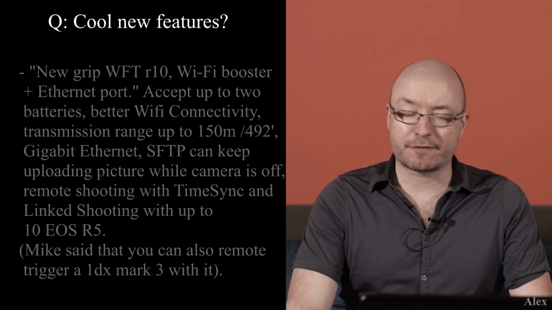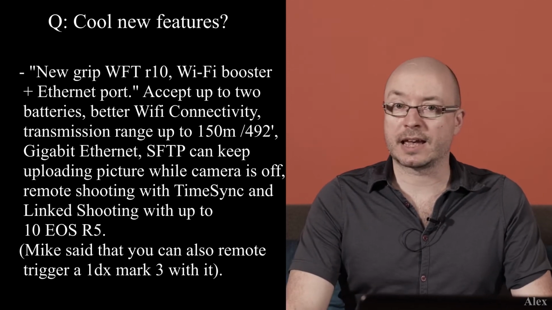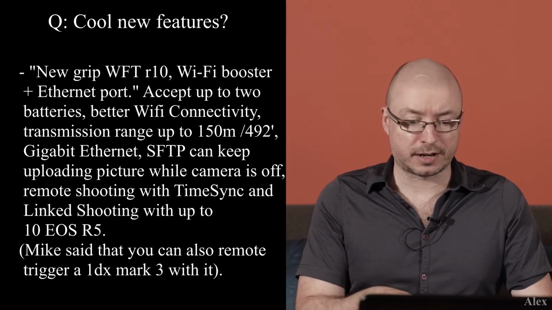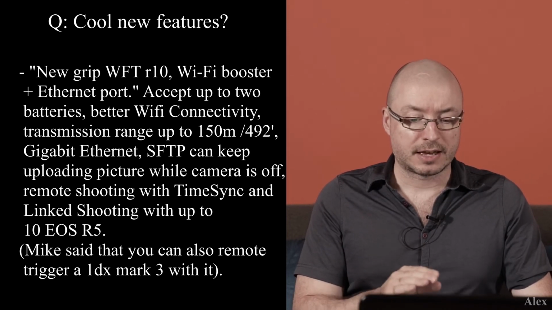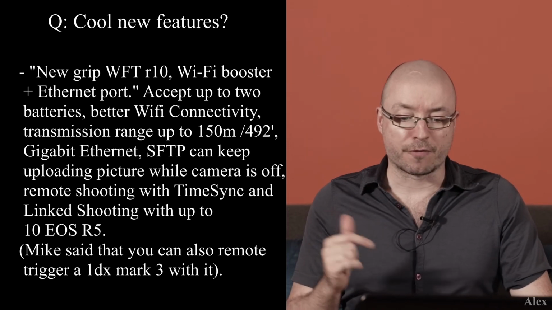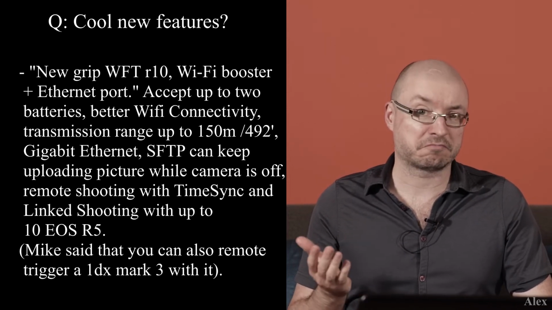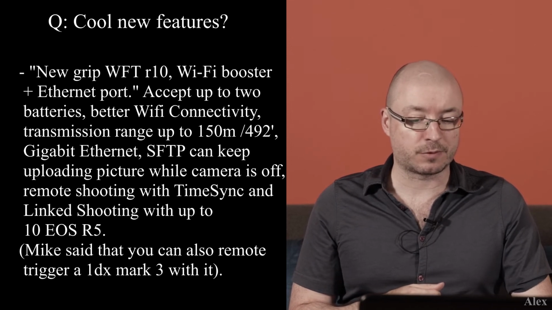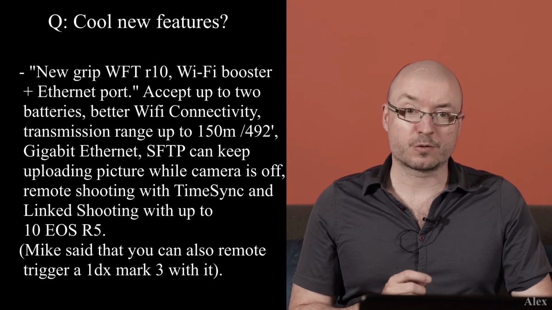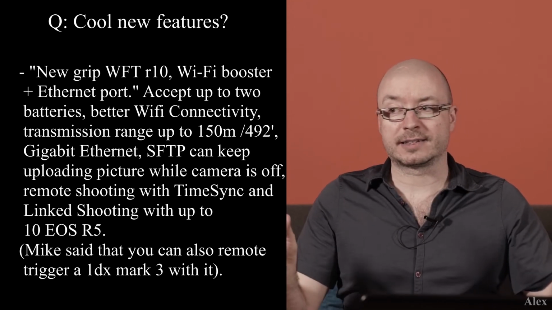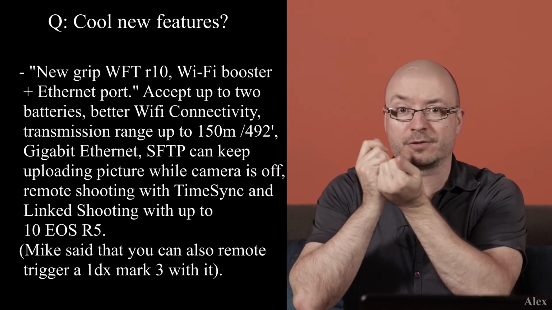There's a new grip, the WFT10, which has a Wi-Fi booster and an Ethernet port. Could be useful, and of course you can put 2 batteries in it. On the Canon website it was actually written: accepts up to 2 batteries, better Wi-Fi connectivity, transmission range up to 150 meters or 492 feet, Gigabit Ethernet, SFTP can keep uploading pictures while the camera is off, which can be useful. Remote shooting with time sync and linked shooting with up to 10 EOS R5s. You can also remote trigger a 1DX Mark III with it. So you could be here, with other cameras let's say placed at 100 meters, and just take pictures, and they are all going to take pictures at the same time. Pretty cool.